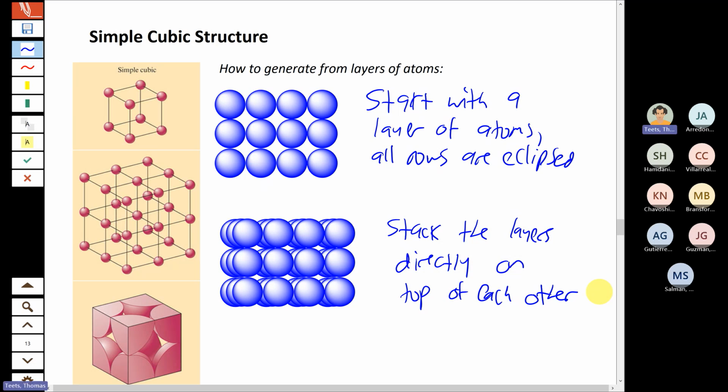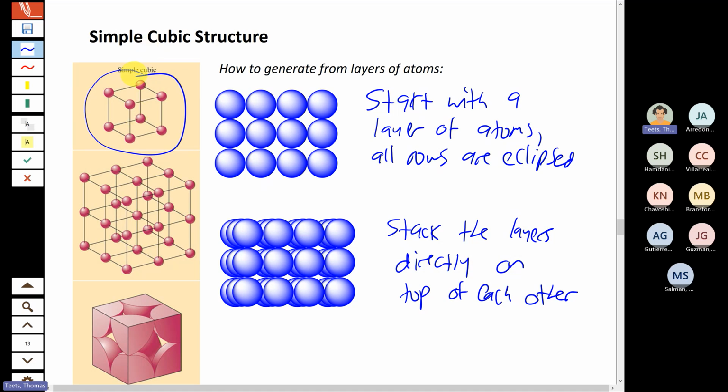Now, again, the more useful way to visualize this is by looking at the actual unit cell. So then you can look at just the cubic unit cell and where the atoms are arranged. So in a simple cubic structure, all you have is one atom at each corner of the unit cell. That's it. All right. So then for the simple cubic structure, one atom in each corner, that's all there is.